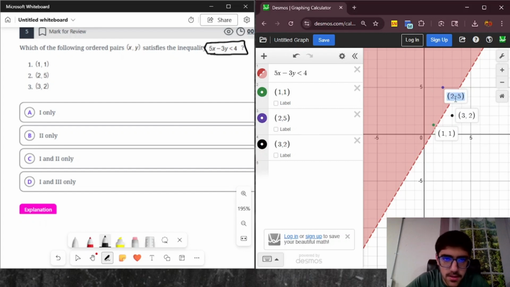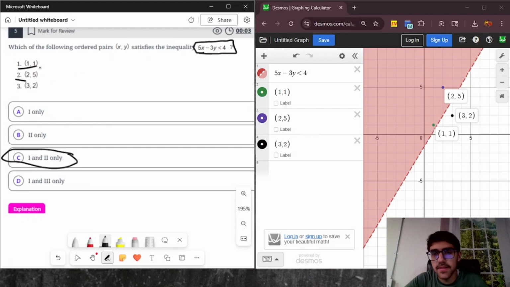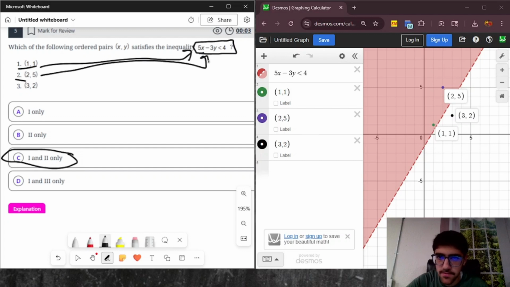So you just plug them in. So (2, 5) is option 2, and (1, 1) is option 1. So it's 1 and 2. Another way to do it, you could technically just plug these points in, and it would be true for all of them except for the last one. But that would take time. You could do it, like I'll just do one example.